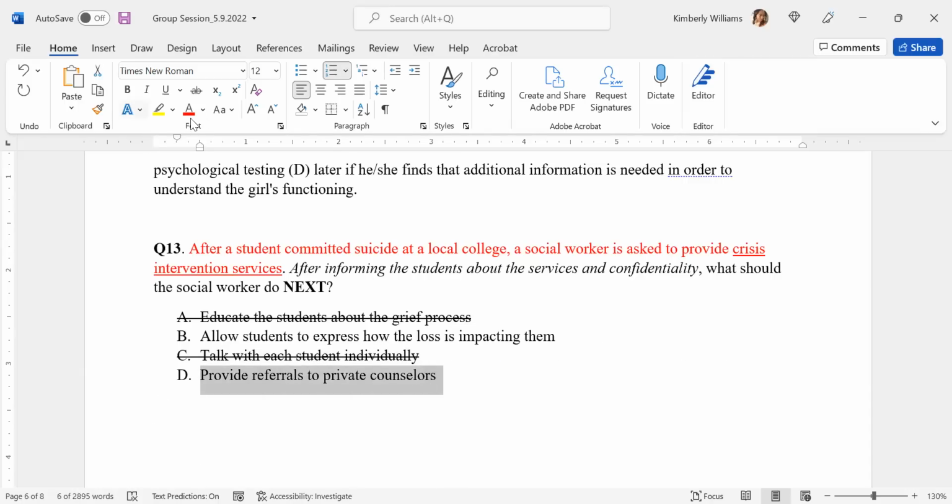Okay, so there's only one left. So how you feeling about B? Allow the students to express how the loss is impacting them. So you're providing crisis intervention services. You already told them about the services and the confidentiality. Where are we going next? Yeah, it's to start the process, start the session. Mm-hmm. And so that's going to be what? B. Okay.